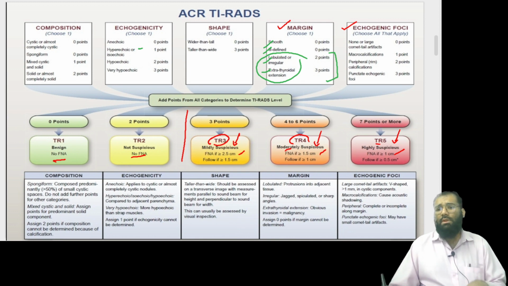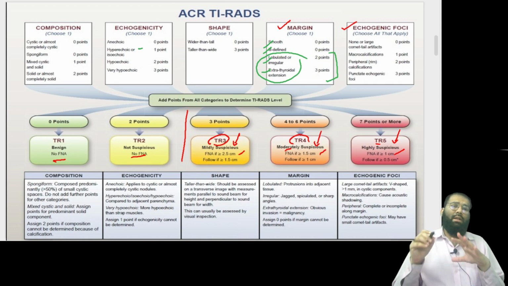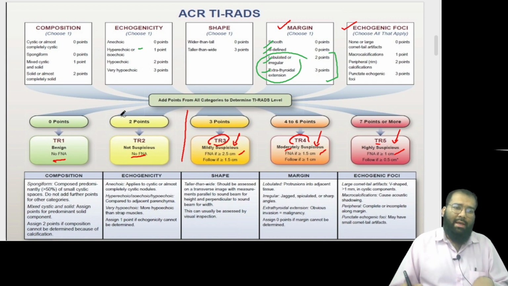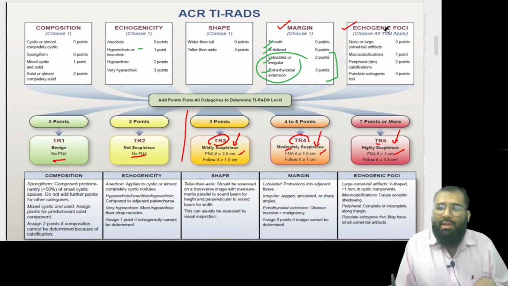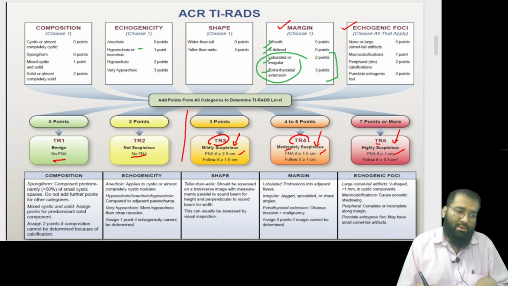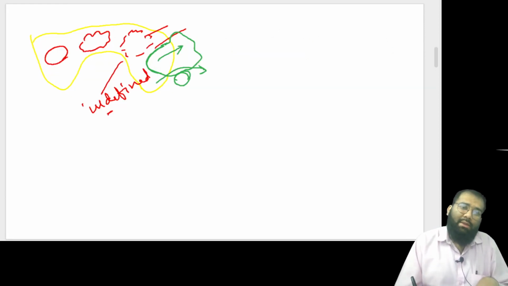Okay. Now with this in our brain, the last portion of the TIRADS category is the echogenic foci. Echogenic foci may be absent, or if present, they may be comet tail, or you can have macrocalcification, punctate microcalcification, or peripheral rim calcification. So discuss each of this and then we'll move to a detailed explanation of each of this.